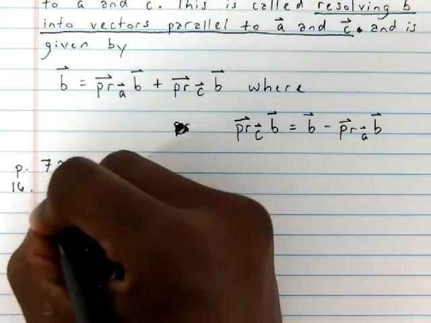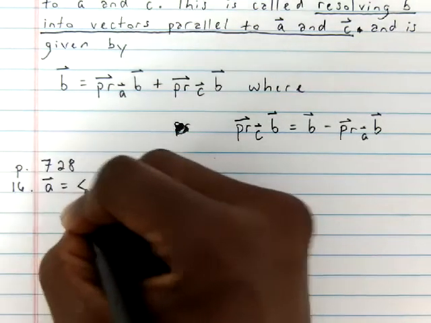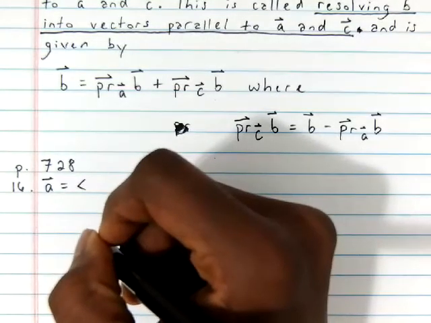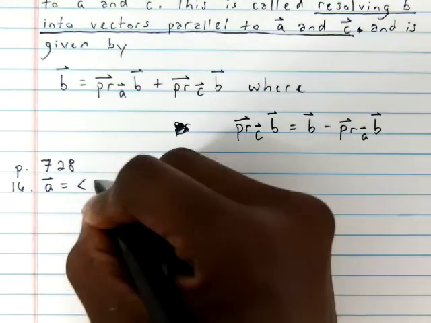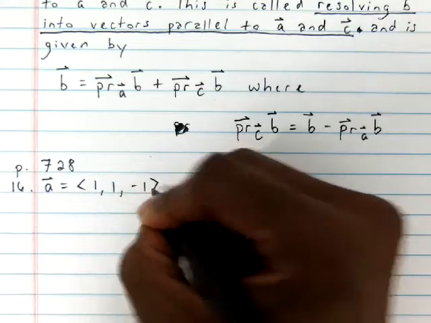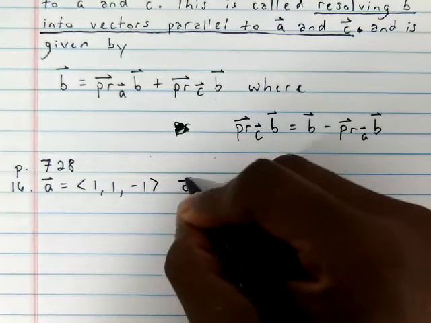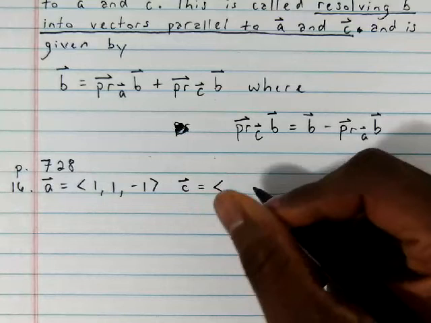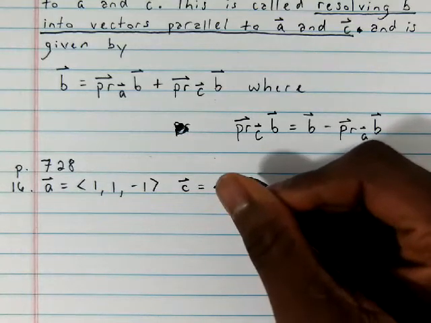So they give us three vectors. a is the vector 1, 1, negative 1. What they call a prime, but we're going to call it c instead, is the vector 2, negative 3, negative 1.